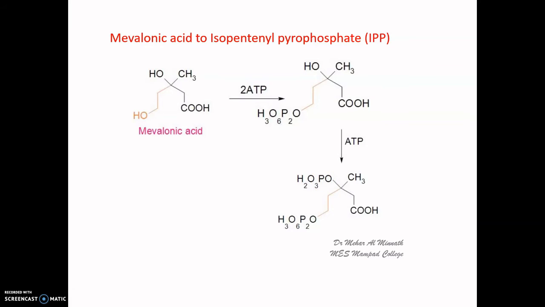Now, this phosphorylated compound gets converted to isopentenyl pyrophosphate with the loss of one carbon dioxide molecule. So you start with 6-carbon mevalonic acid and you get 5-carbon isopentenyl pyrophosphate, because here one carbon is lost in the form of carbon dioxide. So the OH of mevalonic acid is phosphorylated and one carbon atom is lost in the form of carbon dioxide and we get isopentenyl pyrophosphate.